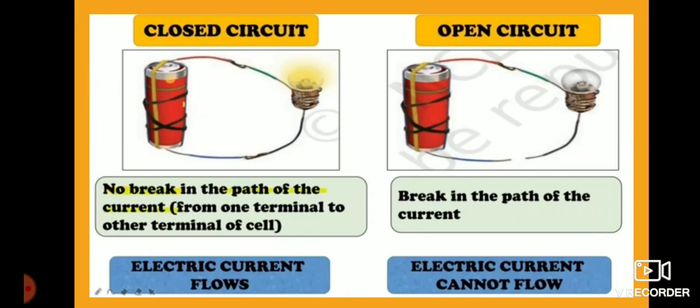So, we can conclude that if there is no break in the path of the current, that is from one terminal to other terminal of the cell, the electric current flows and we can call it a closed circuit. So in a closed circuit, the electric current flows. But if it is open circuit, there is a break in the path of the current and the electric current cannot flow. So the bulb will not glow. So in an open circuit, electric current cannot flow.